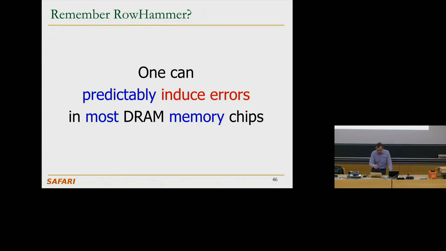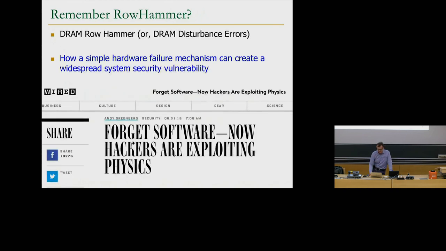Okay, so let me go through this because I think this is really important, and hopefully this will tie in a lot of things in this course. So we discussed Rowhammer, right? Does everybody know what Rowhammer is? Yes? Some people don't know, so I'm going to go through this quickly. It's essentially a simple hardware failure mechanism that can create a widespread system security vulnerability.